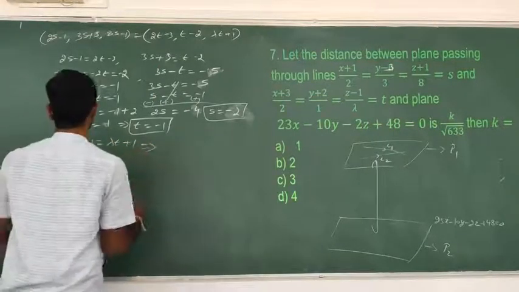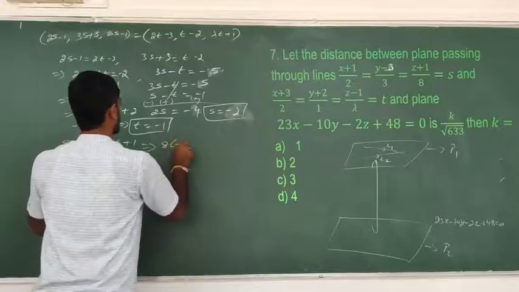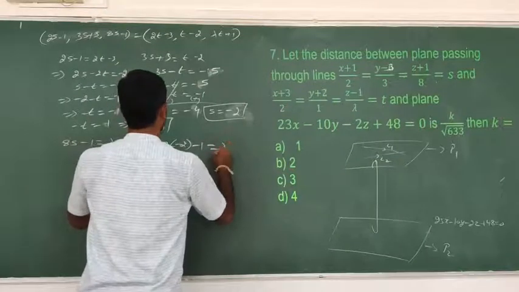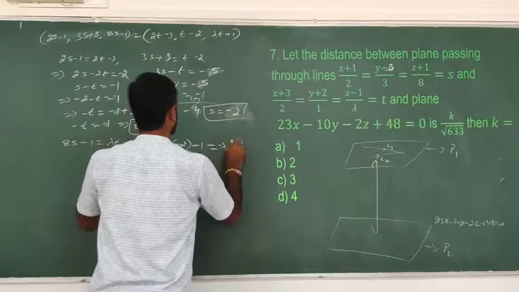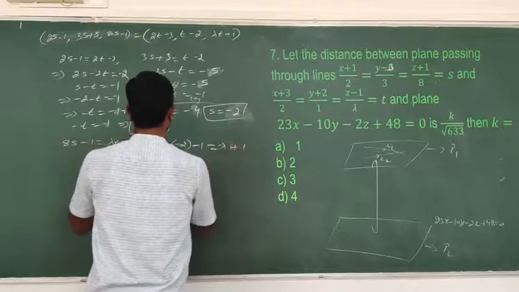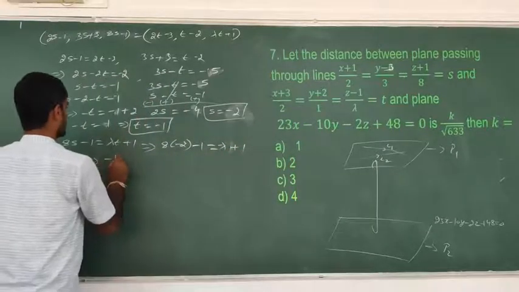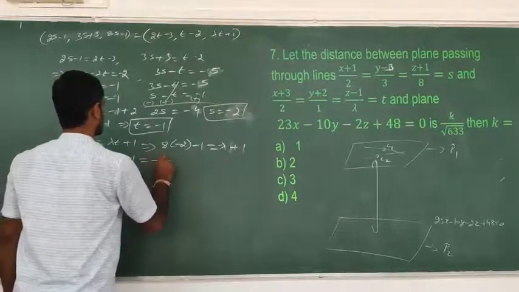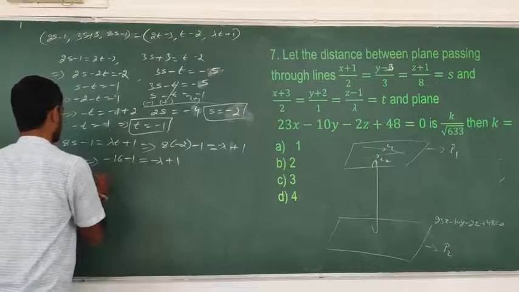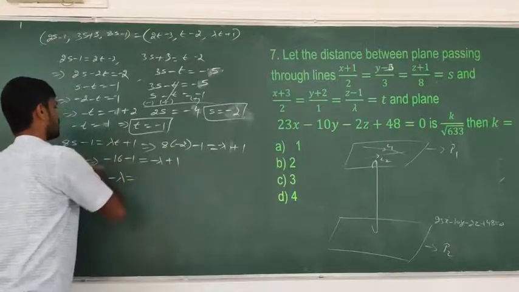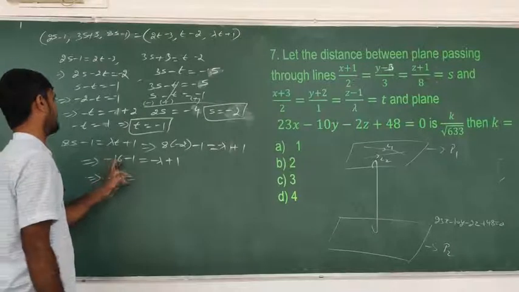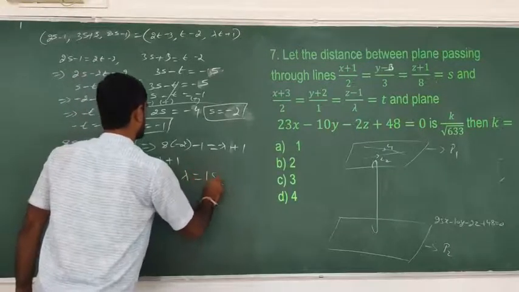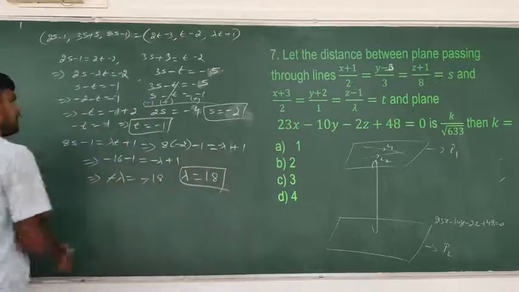So this implies that 8 into s, which is minus 2, minus 1 is equal to lambda into t, which is minus 1, so this becomes minus lambda plus 1. So minus 16 minus 1 is equal to minus lambda plus 1. So minus lambda is equal to, transferring this to the right hand side, minus 16 minus 1 minus 1, that is minus 18. So the value of lambda is plus 18.